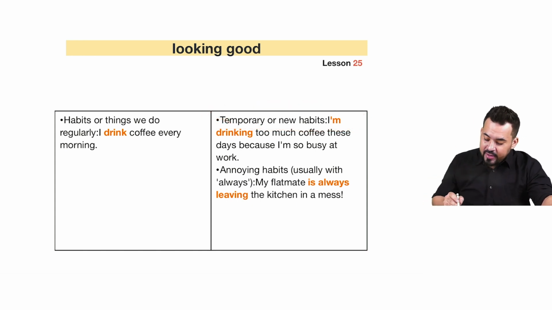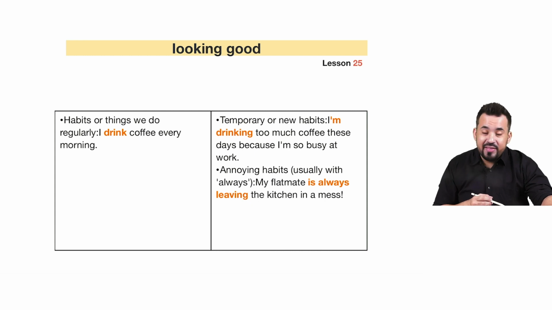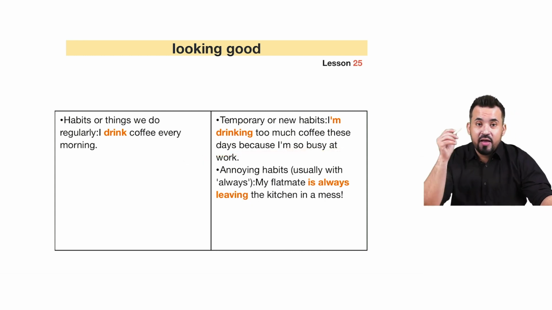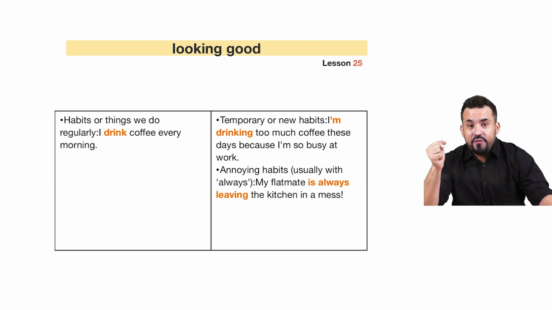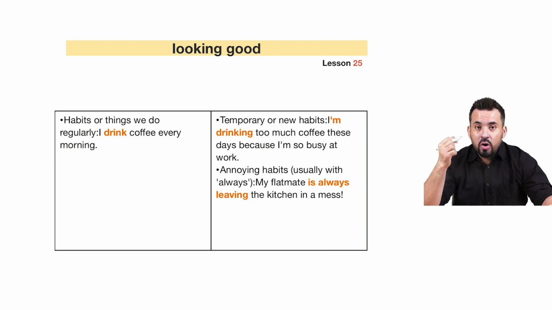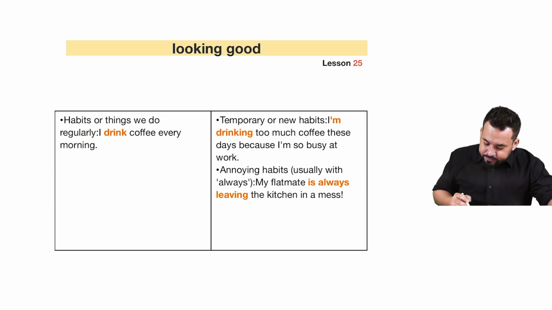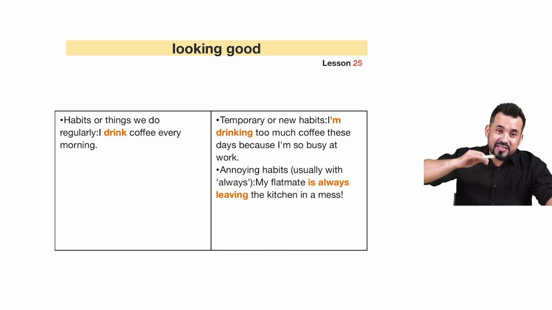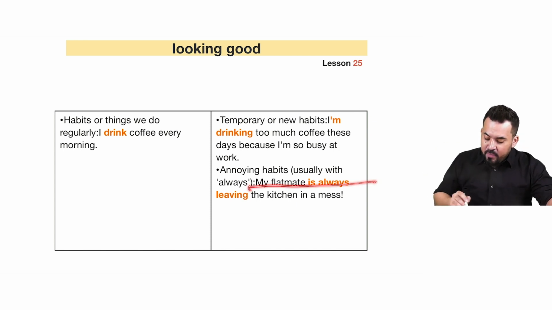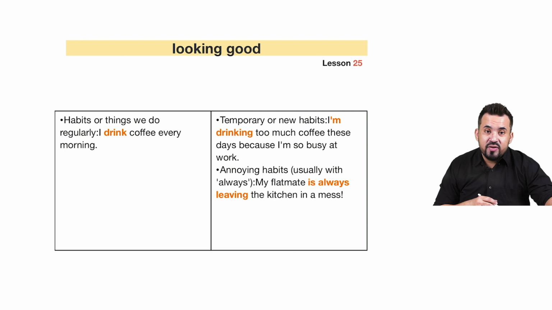Like I'm drinking too much coffee these days because I am so busy at work. So this is a temporary habit. Annoying habits, usually with always. So annoying habits that are not good for you are normally used with always. For example, my flatmate is always leaving the kitchen a mess, or my daughter is always crying in the middle of the night.